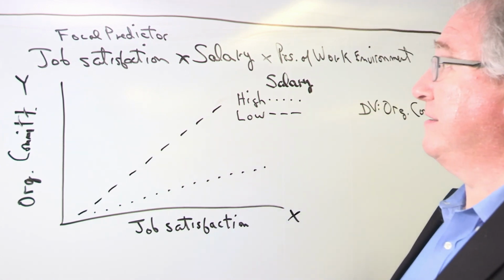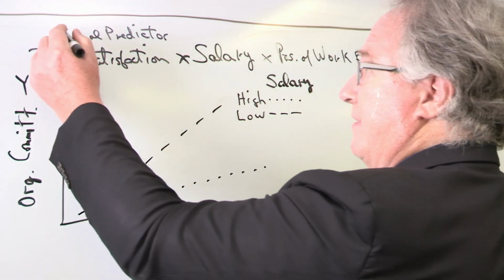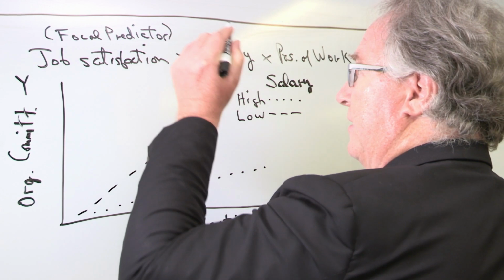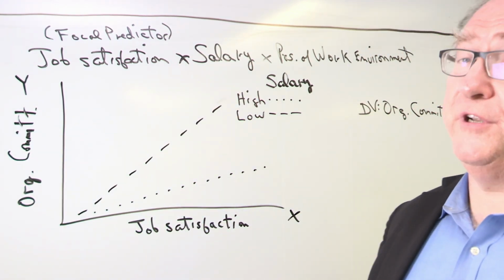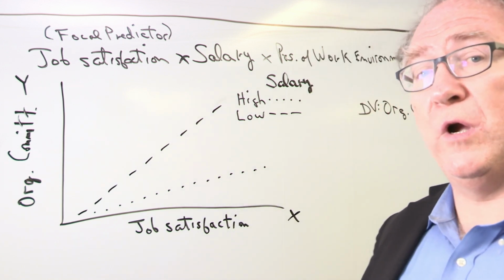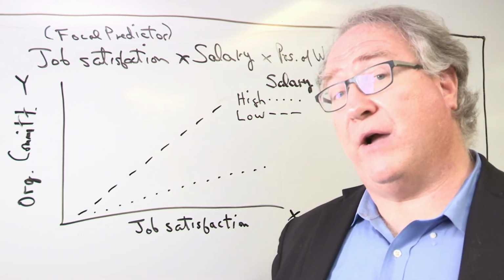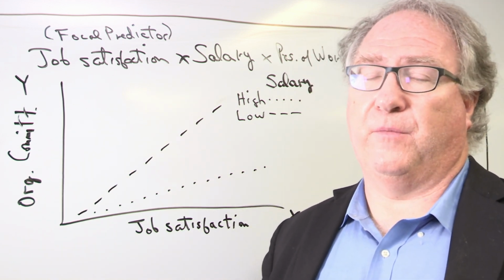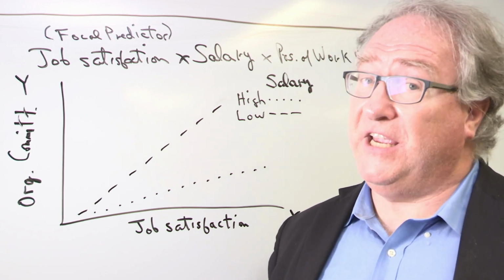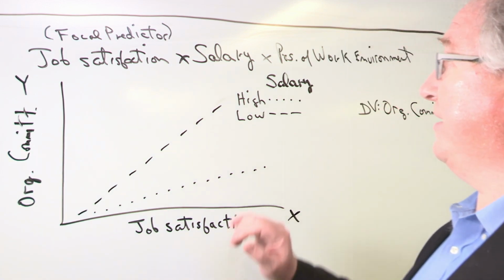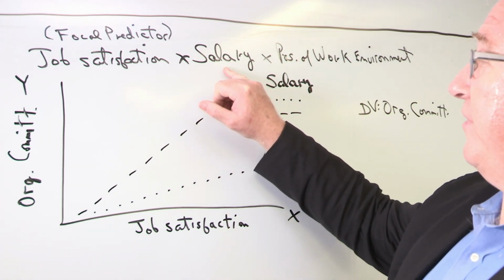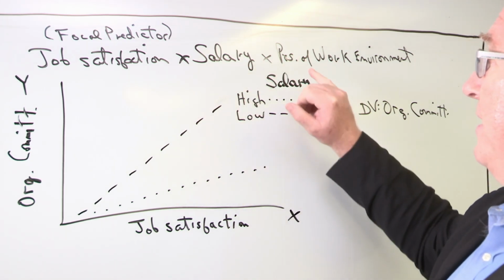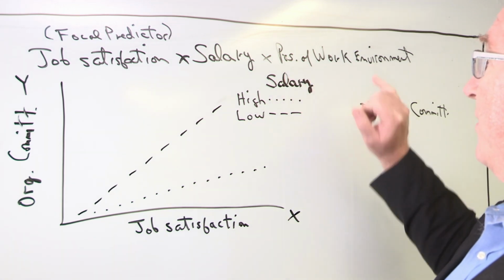Okay, so job satisfaction continues to be our focal predictor. And the focal predictor is the predictor variable where we're interested in its effect on the outcome variable, the dependent variable. And we want to see in testing moderators, and now we have two moderators involved here, employee salary and positiveness of work environment.